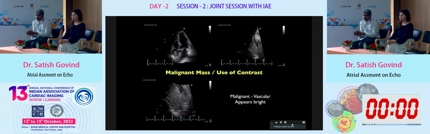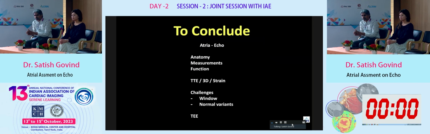And this again is a vascular mass. This is a metastatic mass. You can see that the bubbles have been pushed in, and you see that the mass totally disappears. That means a lot of bubbles are getting into the mass, and it tells you that it's a vascular mass. So this is a metastatic lesion. This is the role of contrast as far as looking at masses is concerned.